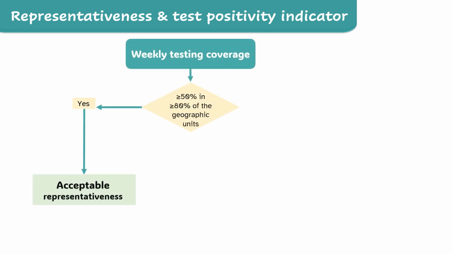If in at least 80% of the geographic units, at least one suspected case was tested on at least 50% of the weeks with suspected cases, the representativeness is categorized as acceptable. In that situation, the positivity rate is the indicator on cholera tests in the priority index.